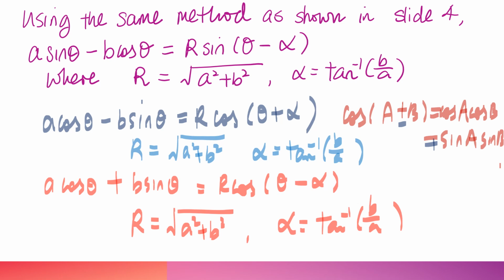So depending on the questions, if you're given A sine theta plus minus B cos theta, that will be equals to R sine bracket theta plus minus alpha. If you're given A cos theta plus minus B sine theta, then the R formula will be R cosine bracket theta minus plus alpha.